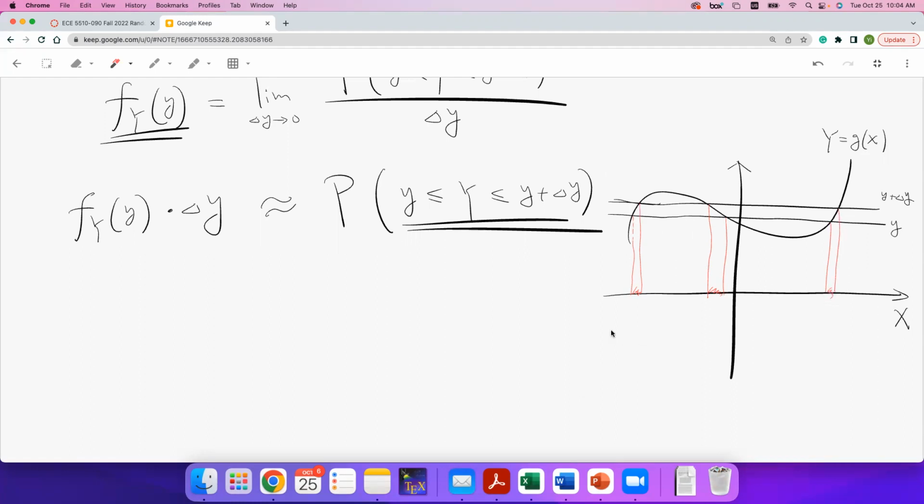And in fact, these locations are the corresponding solutions. For example, this point is the intersection between y and this curve. So this is one of the roots. And this is the corresponding perturbation. So basically, intuitively, these different intervals are located around the roots of this equation.